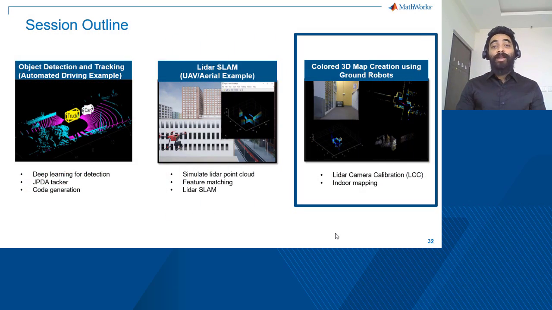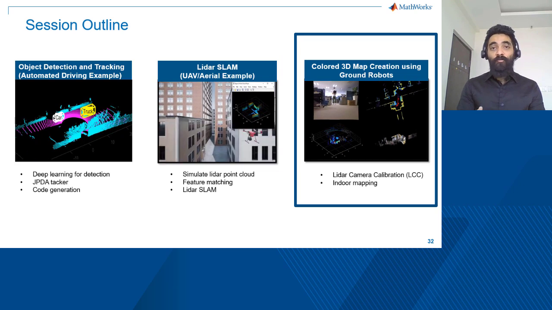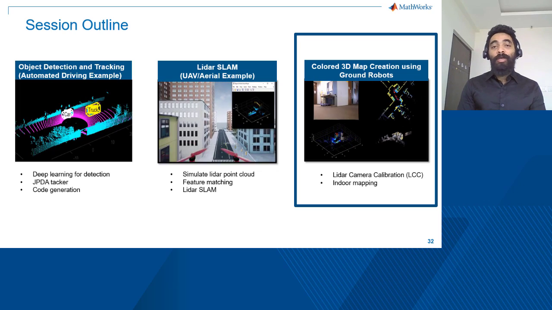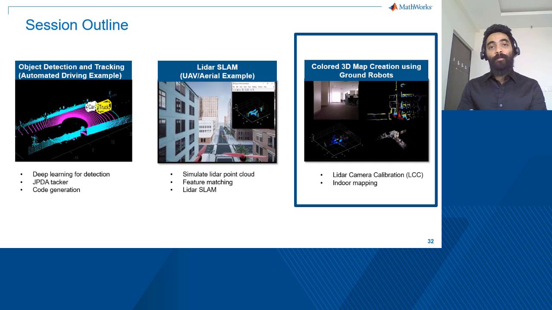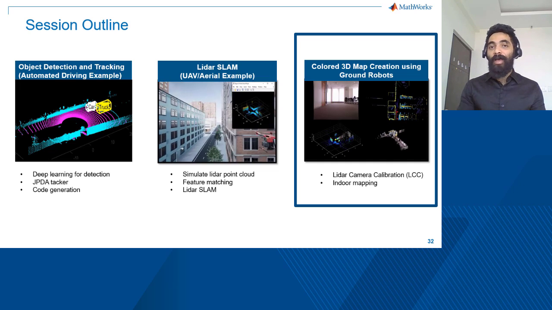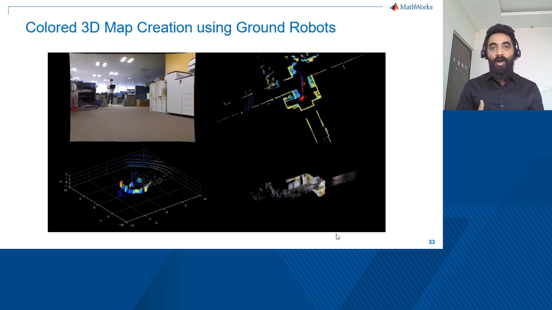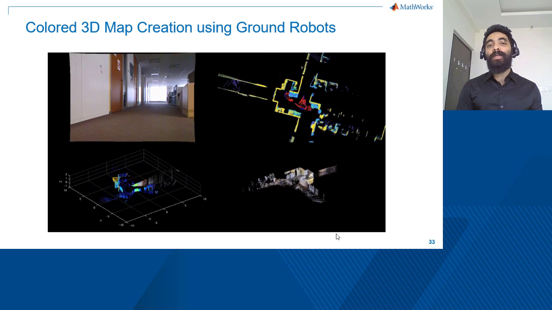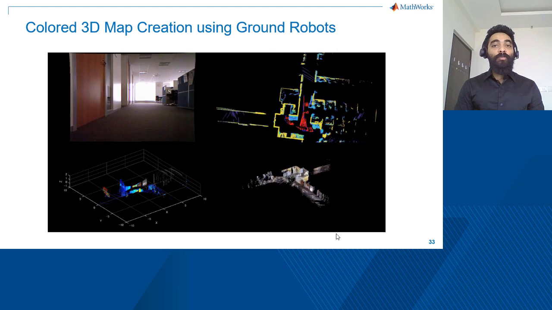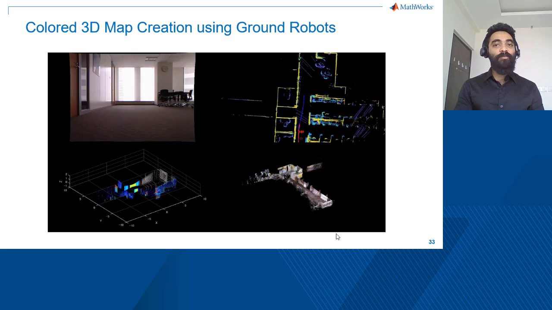Now let's move on to our final workflow example, which is to create a colored 3D map of an office arena using a ground robot. Here we'll perform LiDAR camera calibration to combine camera data with LiDAR data. We'll then use these colored point clouds to create the 3D map of the arena. To create this demo, we ran a TurtleBot in one of our office arenas. We have collected camera, LiDAR, and odometry data into a ROSBAG. We use this data to create a colored 3D map of our arena as you can see in the video.